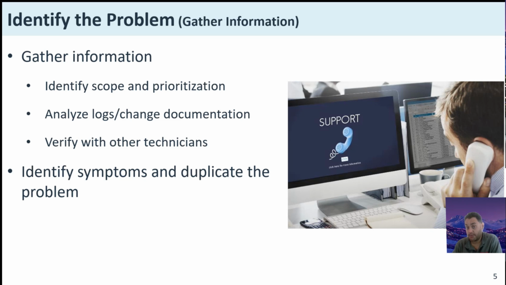We want to determine the scope of the problem. Is it affecting just the phone? Is it affecting the computer too? Is it affecting the entire building? Is it affecting anybody else in close quarters in the offices? We want to figure out the area of the issue and the scope of what it's affecting.